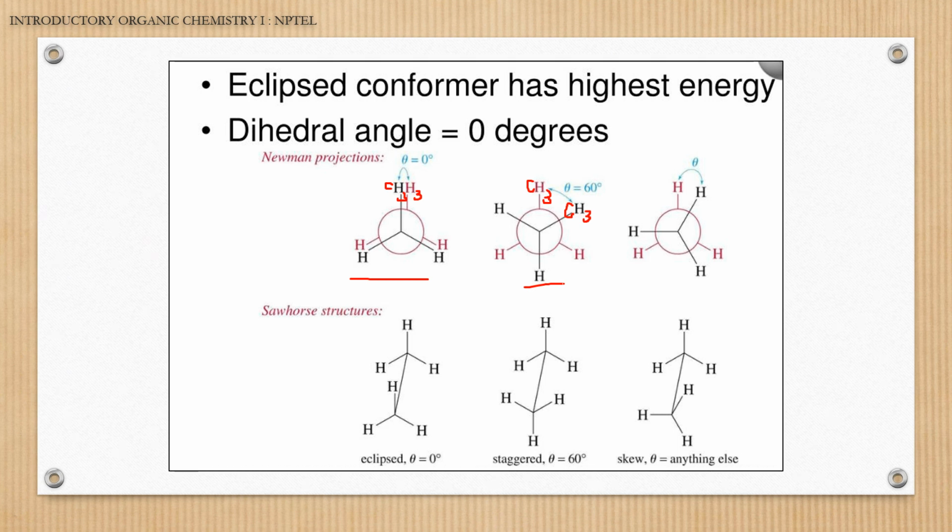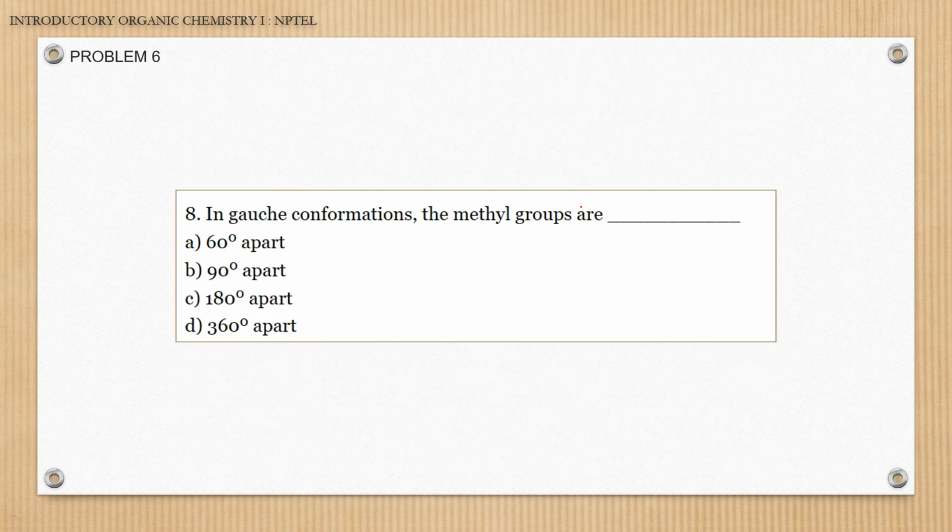So in the Gauss conformation, the two methyl groups have a dihedral angle of 60 degrees. So option A would be the right answer. In the Gauss conformation, the two methyl groups are present at 60 degrees apart. Fine. Any doubts?